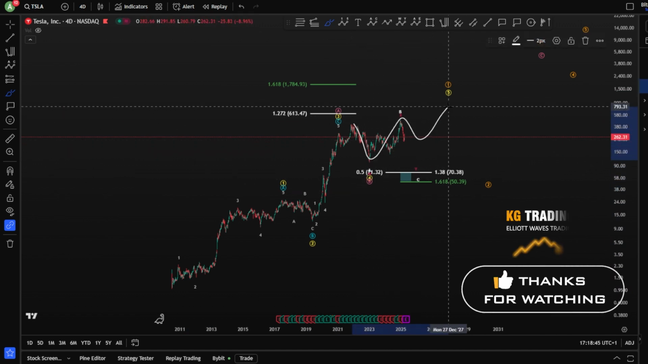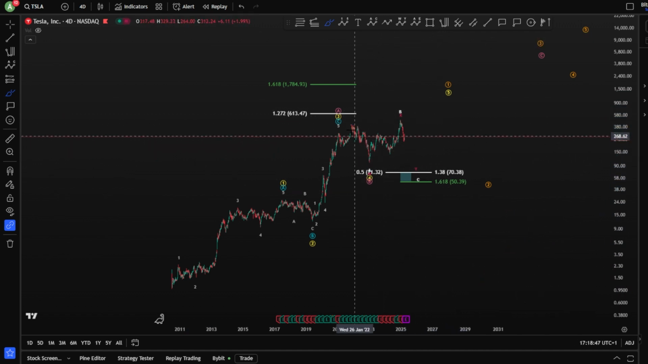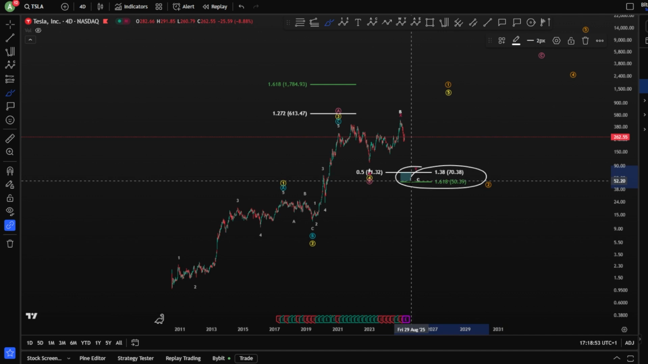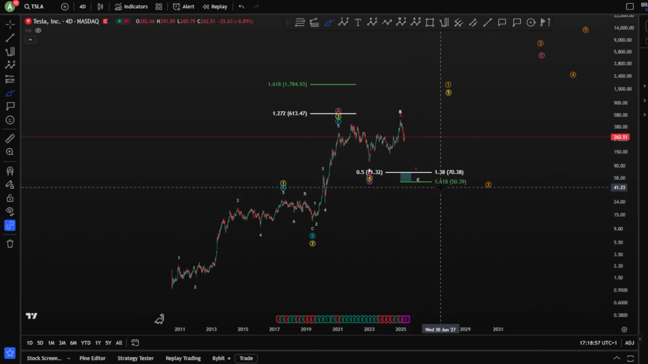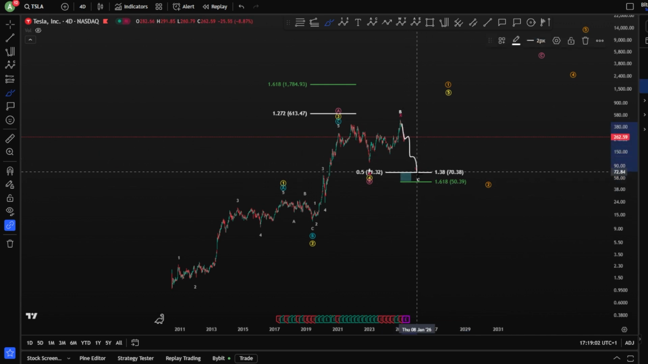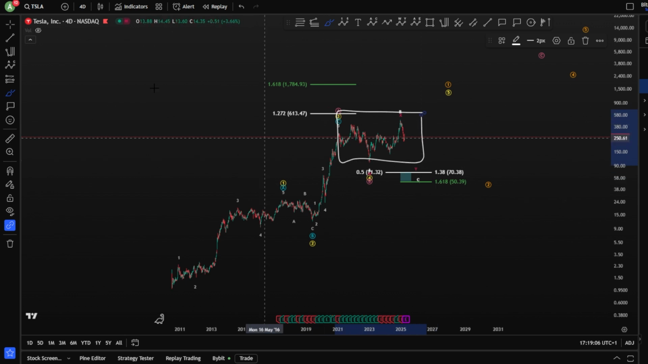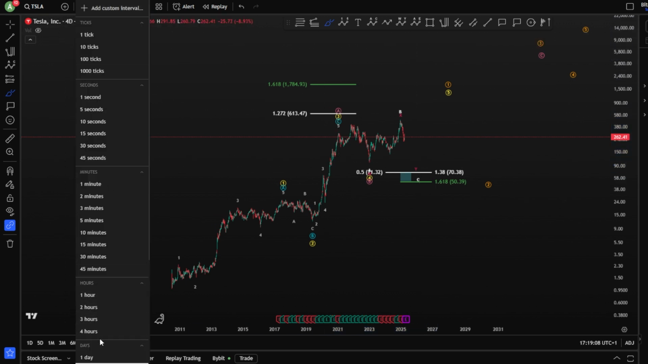It can be, of course, an ending diagonal for a wave 5 as well, or an expanded wave 4, meaning in time and in price a little bit, for an expanding flat. And of course, in this case, you're looking for 1.38, 1.618, $70, $50 for Tesla as 1, 2, 3, 4, and a 5. Now, let's move inside this area to see what we might have.